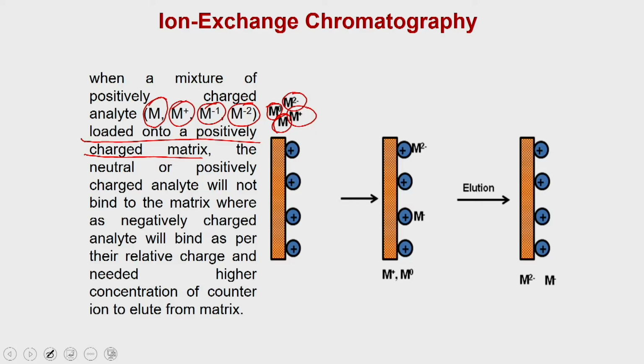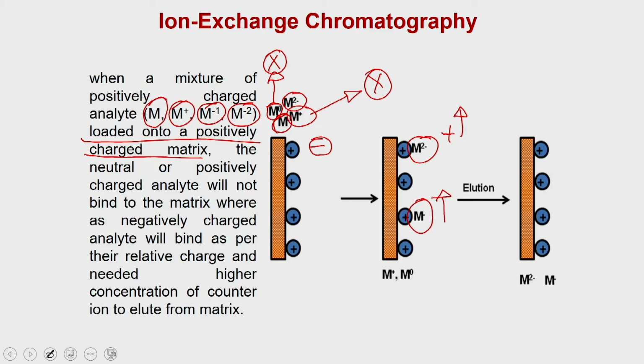As these molecules go through the column, they will interact with the positively charged groups present on the matrix. Because positive charge always has an affinity for negative charge, the neutral M is not going to bind to the matrix. M plus has the same charge, so it is going to repel from the matrix and also will not bind. What will bind are M2 minus as well as M minus, and the affinity for M2 minus is going to be more compared to M minus.